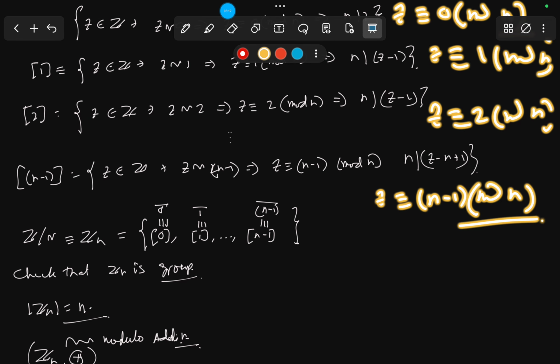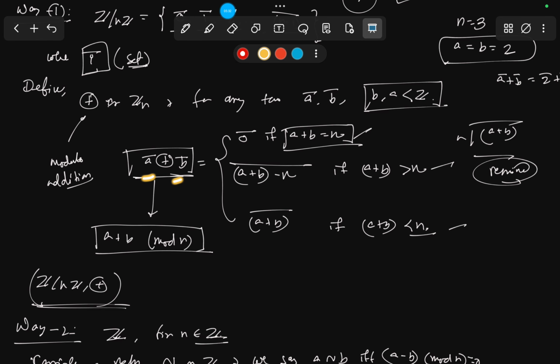It has another representation, using square brackets: [0], [1], up to [n minus 1]. Then Z modulo nZ is a group, and what is the modulo addition that we talked about? If we take any two elements a bar and b bar, of course a and b have to be strictly less than n. If their sum is n, then it is 0 bar.